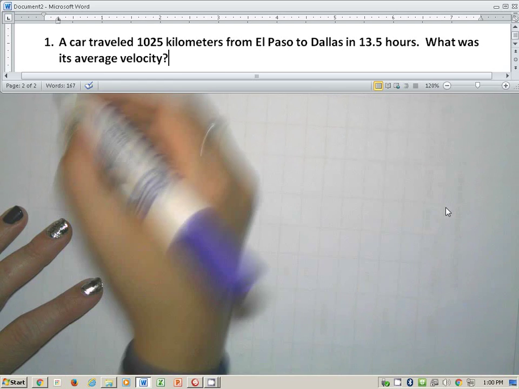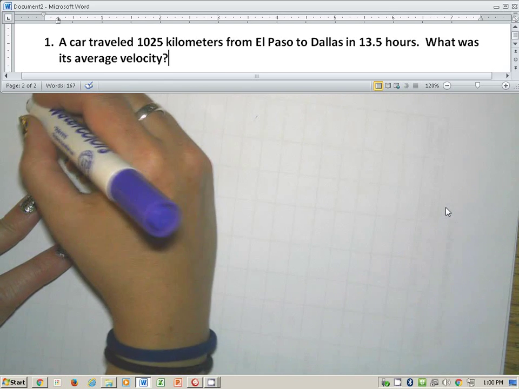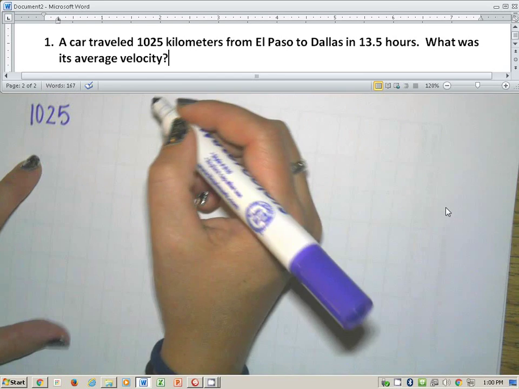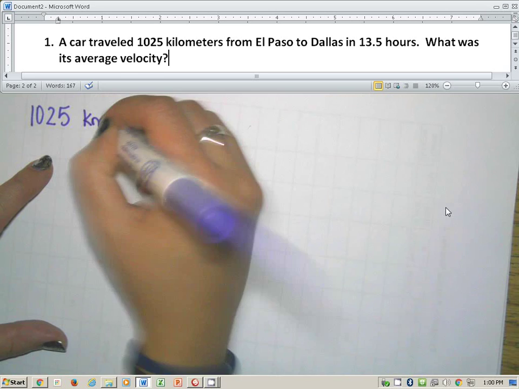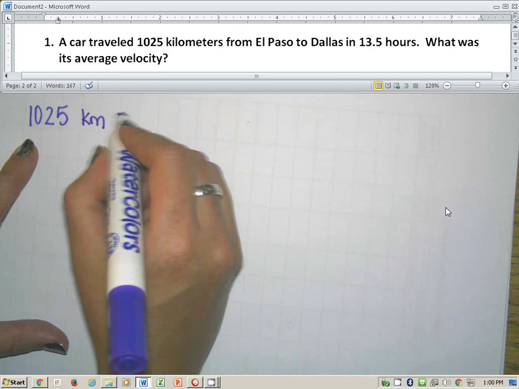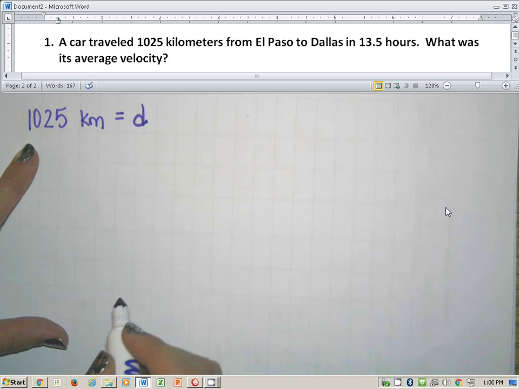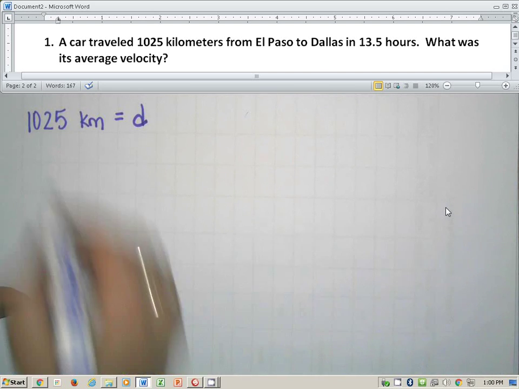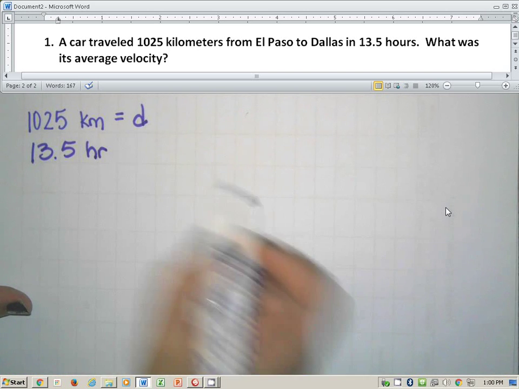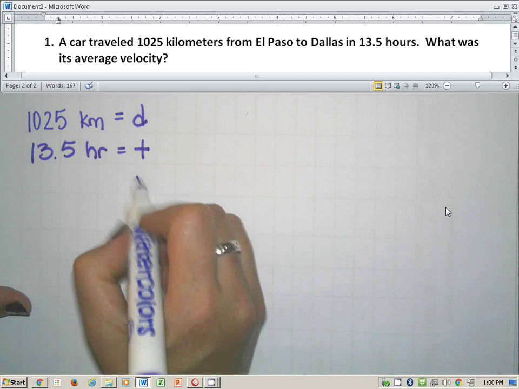Well, I don't have a way to write on my screen currently, but we've been writing on our problems in class. I'm just going to write the things down here. Like, I see a number. I see 1,025. It says it's kilometers. Well, you're going to have to memorize your units. I know that kilometers measures distance, so I'm going to label that as D. I have a distance right there. Well, then it says that it took place in 13.5 hours. Well, that's time. And then it asks me for what is its average velocity.